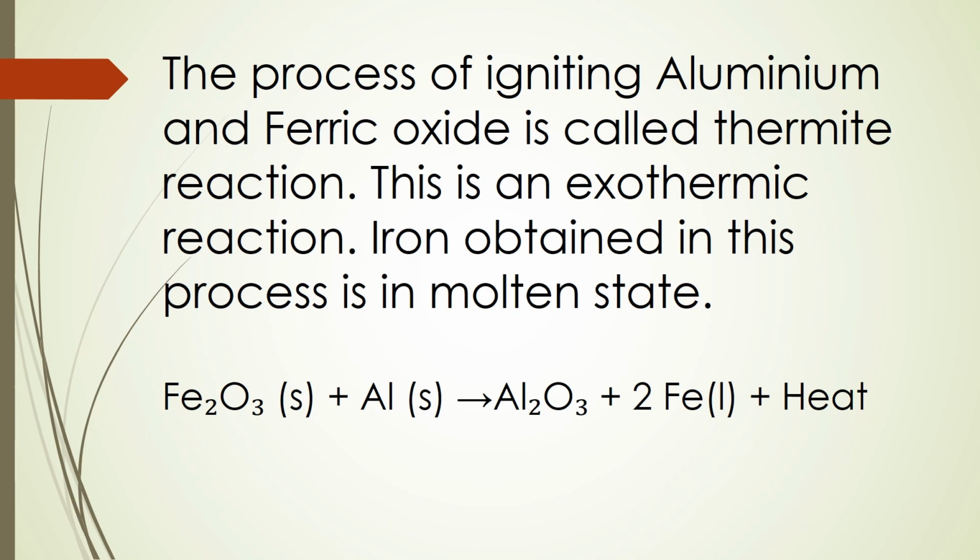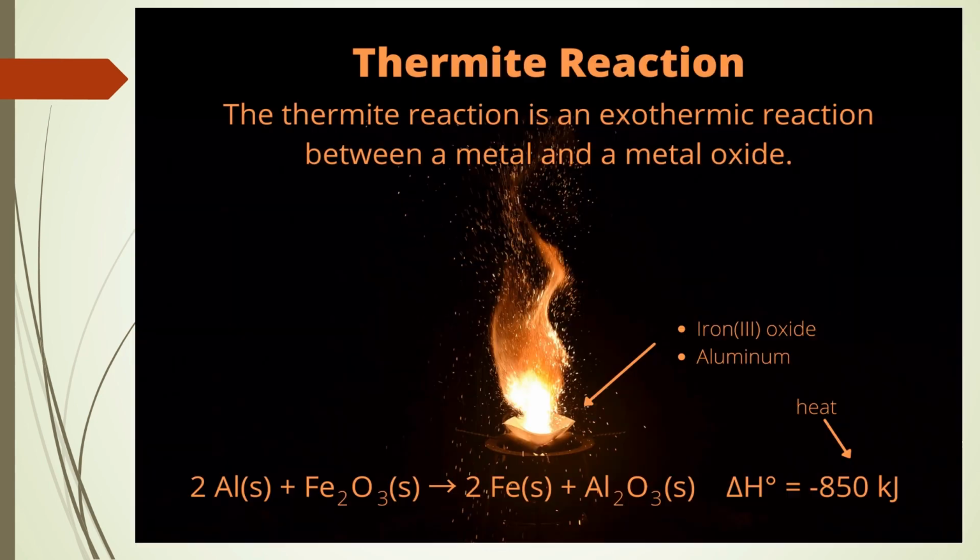Thermit reaction. The thermit reaction is an exothermic reaction between a metal and a metal oxide. Here you can see in the picture, iron oxide and aluminum are heating up. So here are some of the pictures in thermit process.